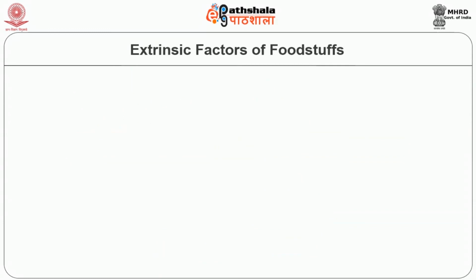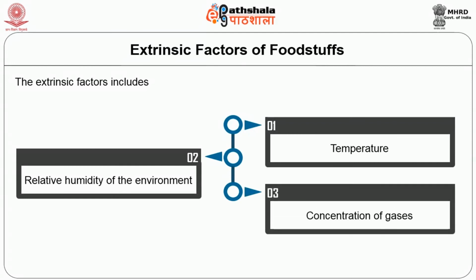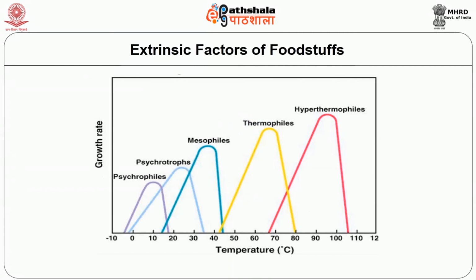And next are the extrinsic factors of foodstuffs. The extrinsic factors include temperature, relative humidity of the environment, and concentration of gases. Based on the requirement of optimal temperature for their growth, microorganisms are categorized into three different groups called psychrotrophs, mesophiles and thermophiles. Psychrotrophic organisms can grow well at or below 7 degrees Celsius. The lowest temperature at which a microorganism has been reported to grow is minus 34 degrees Celsius. Mesophiles are those microorganisms that grow well between 20 and 45 degrees Celsius with an optimal temperature between 30 and 40 degrees Celsius. Thermophiles are those microorganisms that grow well at and above 45 degrees Celsius with an optimal between 55 and 65 degrees Celsius.